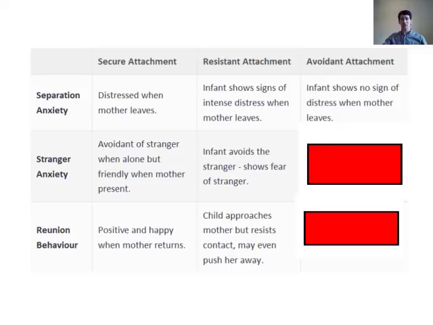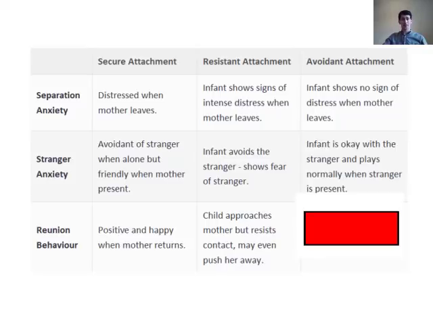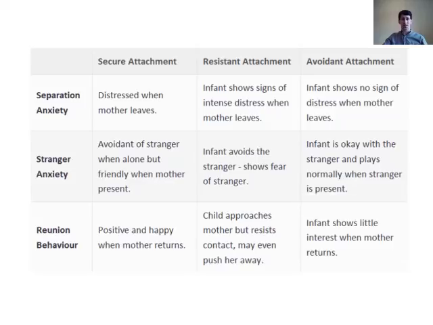Avoidant children, on the other hand, will show no signs of distress when the mother leaves. They might not even pay attention at all, not bothered, don't care about the mum leaving. Stranger anxiety: they're fine with a stranger, not too bothered at all. Having a stranger in the room is absolutely fine. They'll play normally when a stranger's there. On reunion, they show no interest when the mother returns. Might look at them, but they won't go and seek them out. They're just not bothered about the mother being in the room whatsoever.